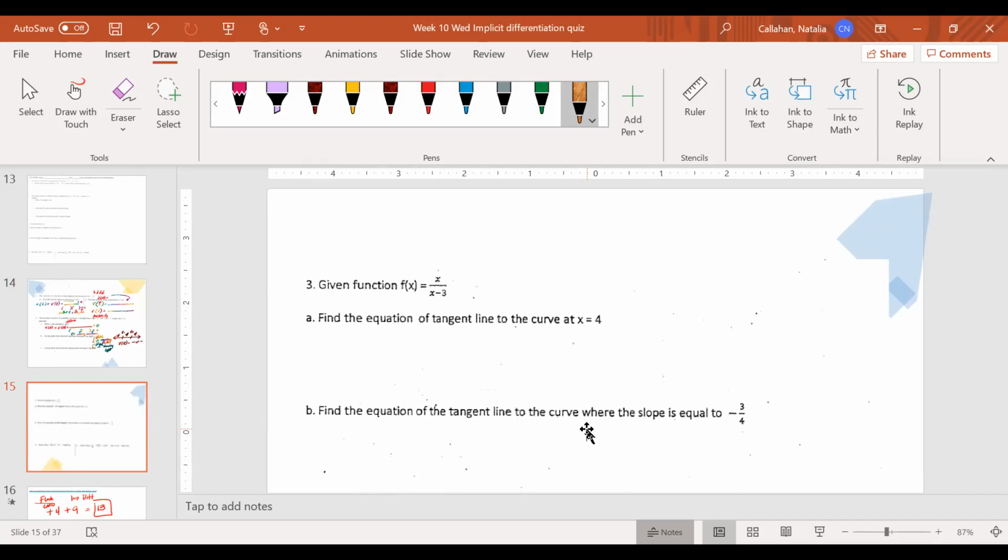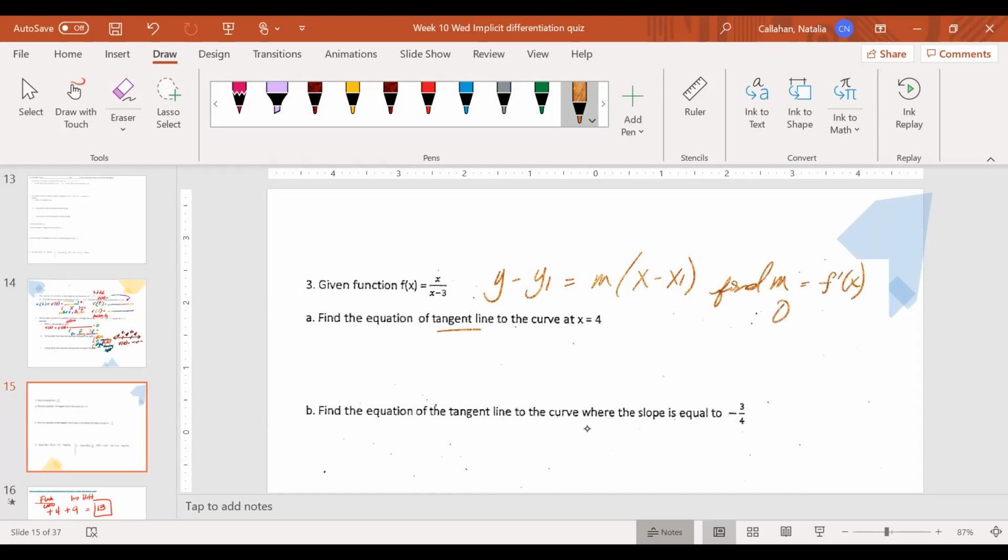For number 3, you are to find the equation of the tangent line at the curve at x equals 4. The first thing to do, because it's talking about the tangent line, is that you will have to use point-slope form or y-intercept form, whichever one you want. I will find the slope first. Find the slope using the first derivative rule.